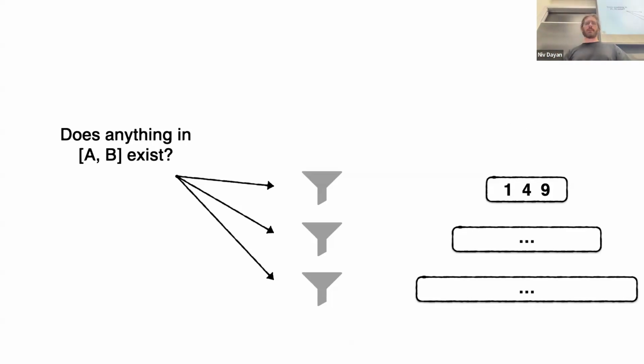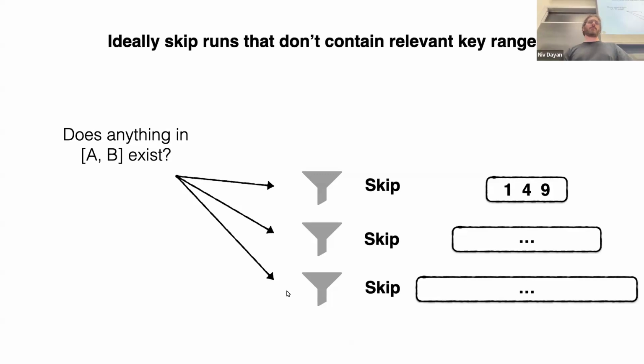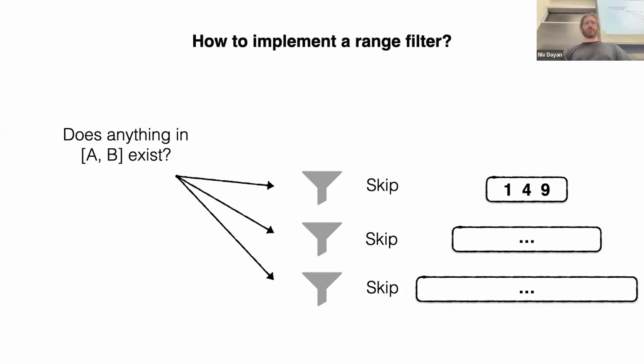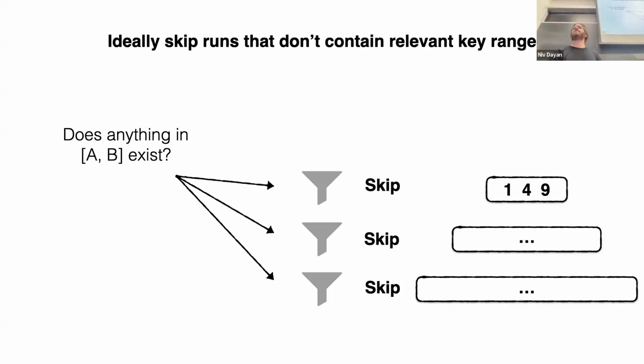So because of that, ideally, we want to have range filters there to allow us to skip runs that don't contain the relevant key range. Okay, and it's actually LSM trees that I think caused range filters to kind of break into mainstream research. This has been a very active area of research over the past 10 years, and that's precisely because of LSM trees.